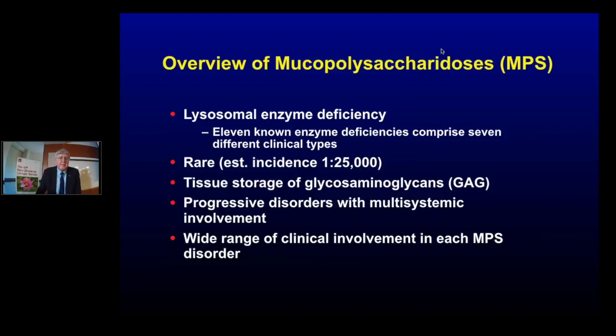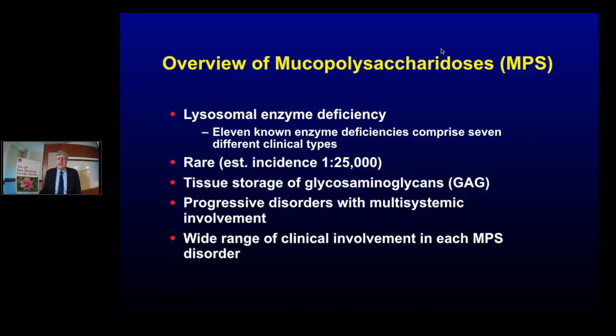So in terms of the MPSs, they're a group of lysosomal storage diseases. There's 11 known enzyme deficiencies comprising 7 different clinical types. Each disorder is very rare, but as an aggregate, about 1 in 25,000 patients in North America have an MPS disorder. The hallmark of these disorders is really the tissue storage of glycosaminoglycans due to the deficiency of the lysosomal enzyme. This results in progressive clinical disease with multi-system involvement, and there's a wide range of clinical involvement within each MPS, and there's also a wide range among the MPSs.